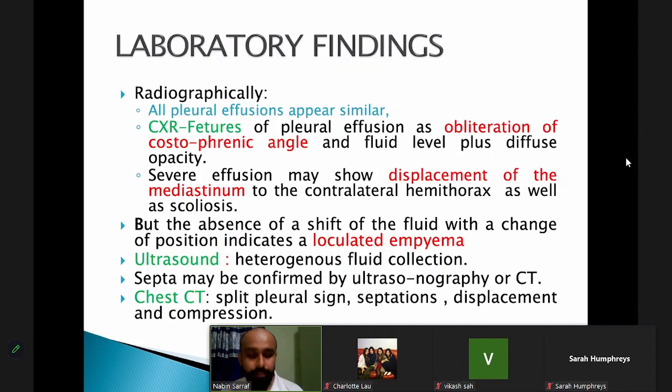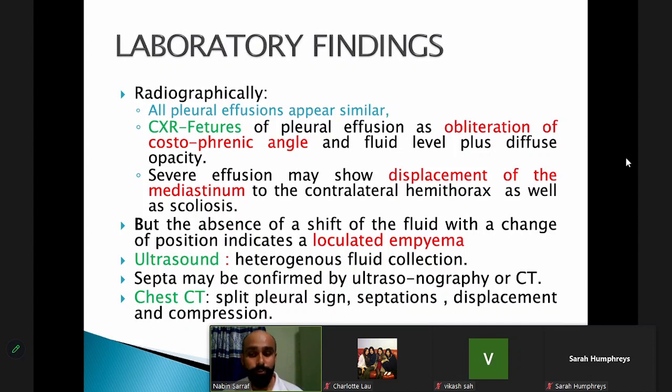In chest X-ray, just like the physical findings, where the empyema physical findings, the percussion and auscultation, are correlated with serofibrinous pleurisy, here in chest X-ray features also, all pleural effusions appear similar. We can see obliteration of the costophrenic angle, a fluid level plus diffuse opacity, and severe effusion may show displacement of the mediastinum to the contralateral hemithorax, or sometimes scoliosis. But the absence of shift of the fluid with a change of position indicates a loculated empyema.